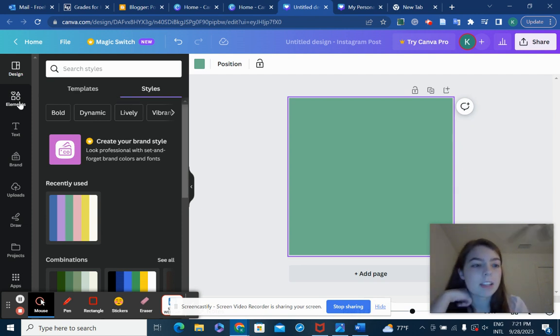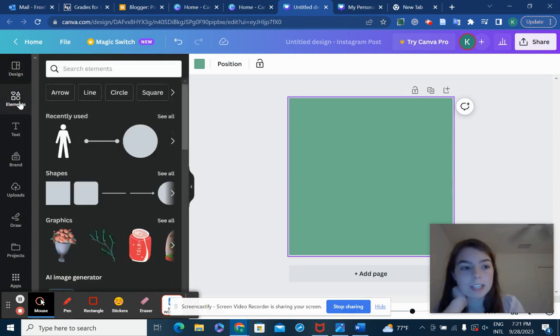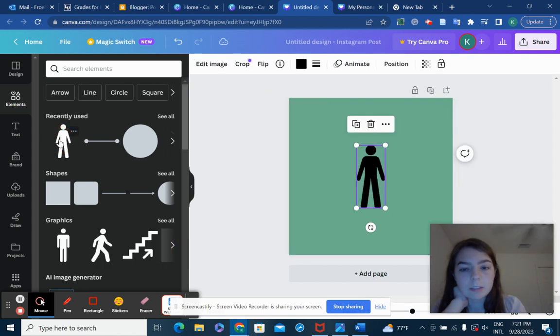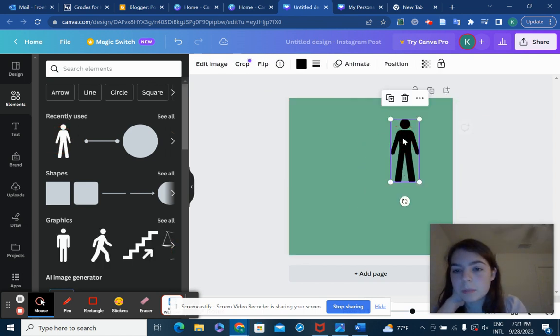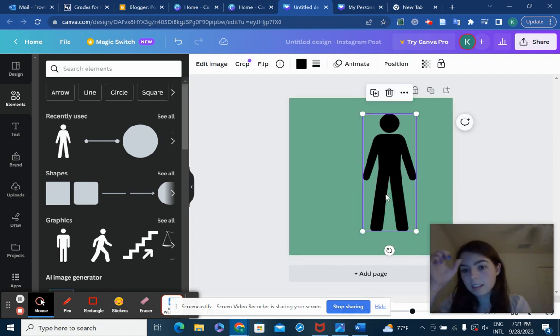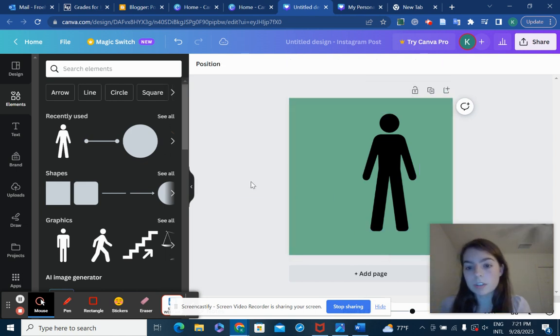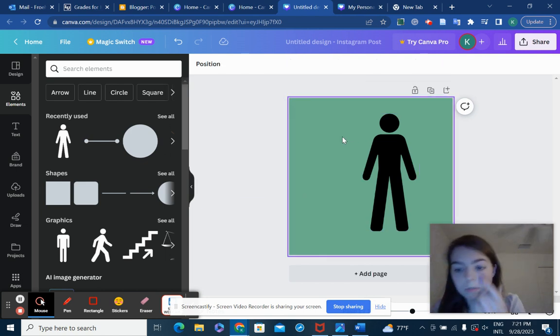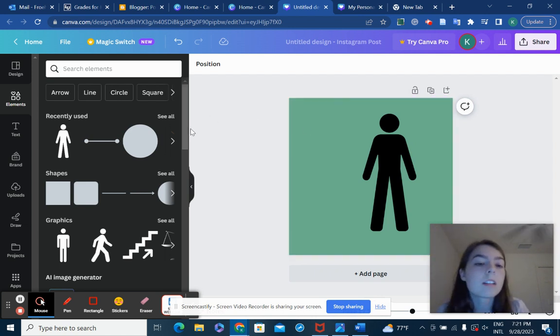And go ahead and click Elements on the left-hand side and select a little person. Now, this is the person that I chose. Very basic, but it gets the job done, because in this assignment you're going to be using this person to demonstrate, or illustrate rather, different aspects of your personality.